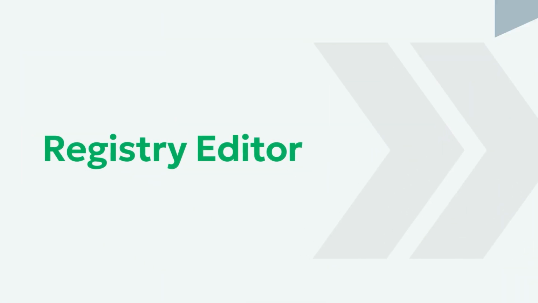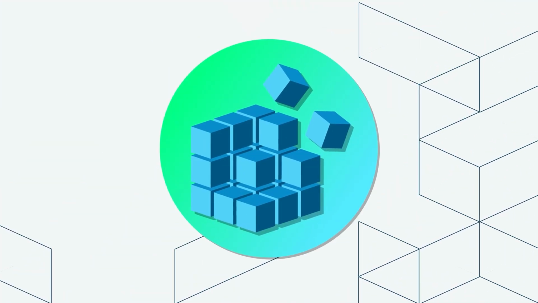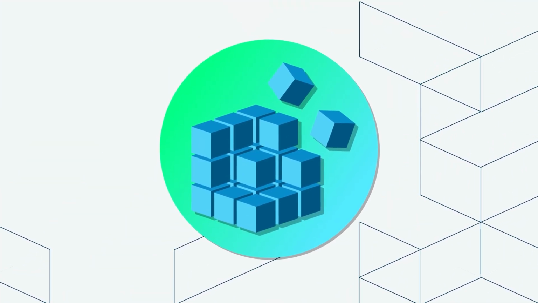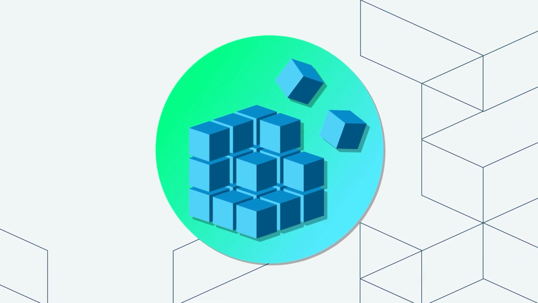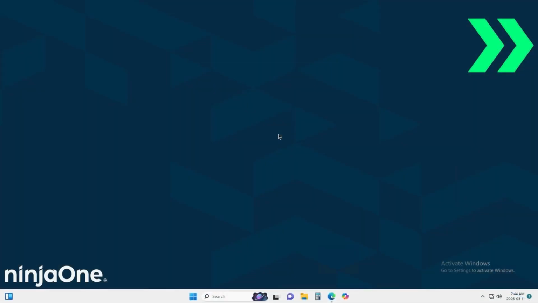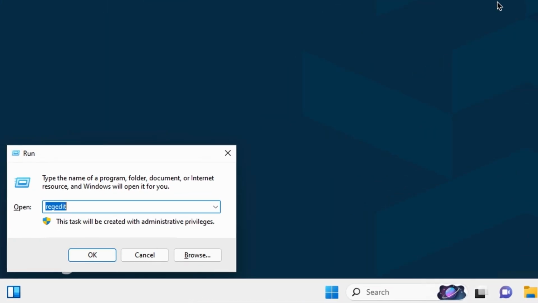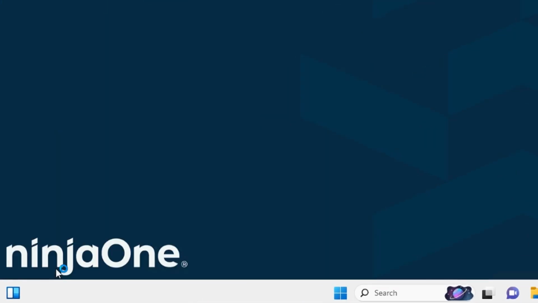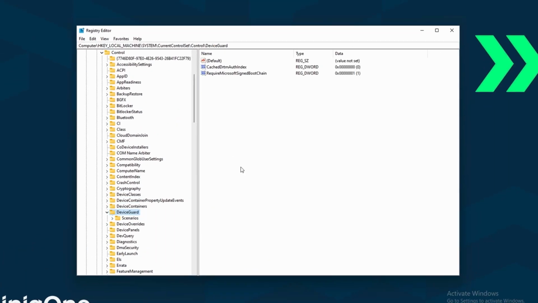Method 2, Registry Editor. Users with no access to group policies can opt to use Registry Editor. This method should work on both Windows 10 and 11. To start, press Win+R, type regedit, and click OK to open Registry Editor. In the registry address bar, paste.